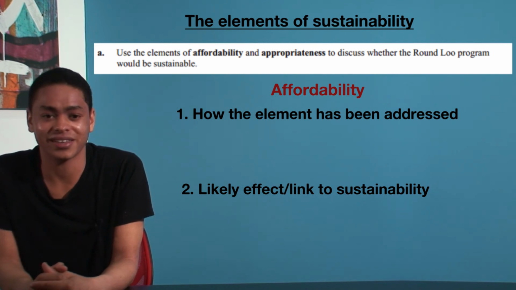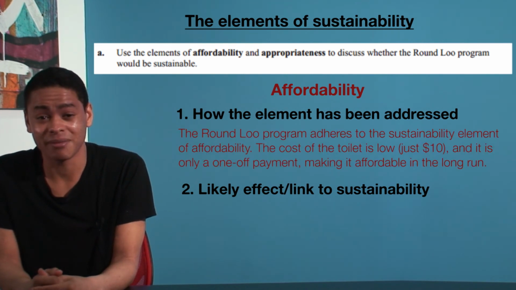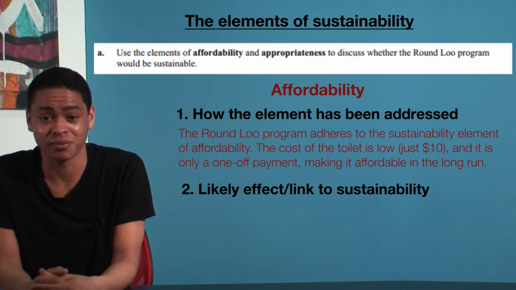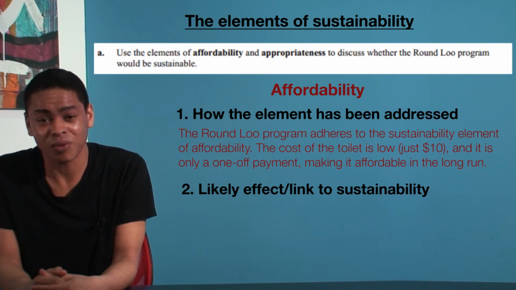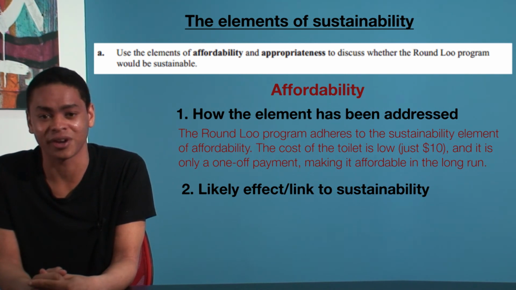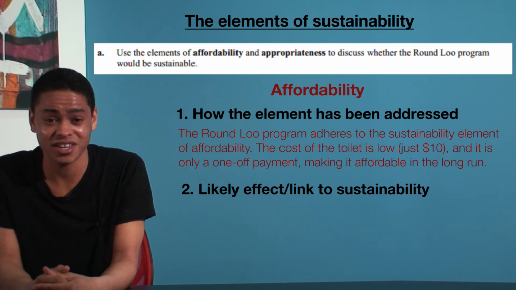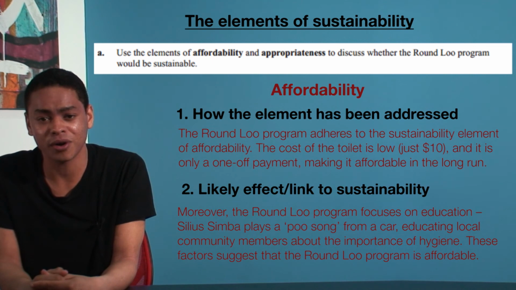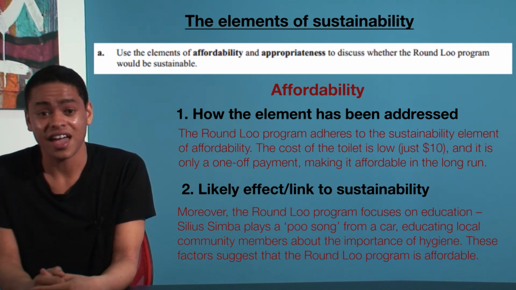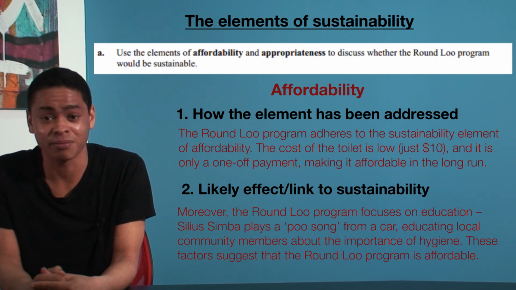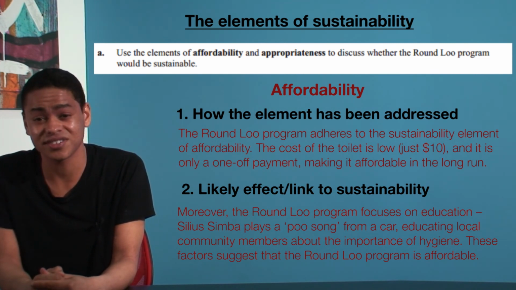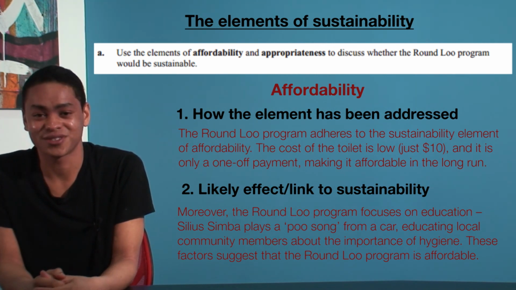So, we could say something like this. The Round Loo program adheres to the sustainability element of affordability. The cost of the toilets is low, just $10, and it is only a one-off payment, making it affordable in the long run. Further, local community members get a source of income if they work on the project themselves. Moreover, the Round Loo program focuses on education. Silas Simba plays the poo song from a car, educating local community members about the importance of hygiene. These factors suggest that the Round Loo program is affordable. And that basically gets us our first 2 marks.